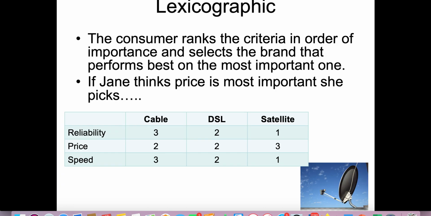In this case, Jane ranks the criteria in order of importance and chooses the option that performs best on her most important criterion. If price is most important, satellite wins with a 3.